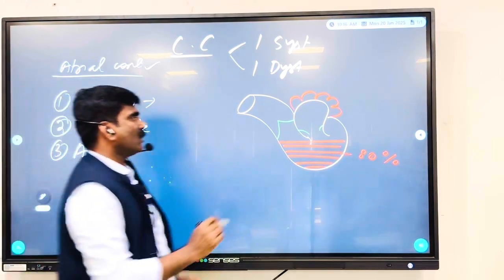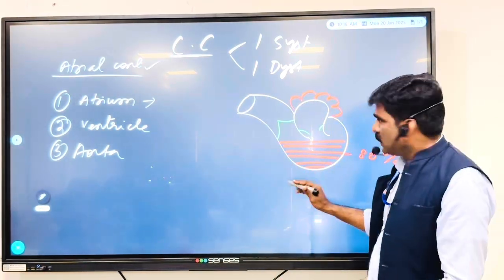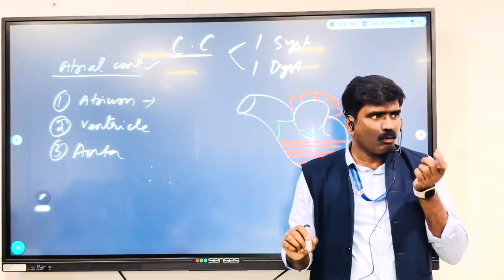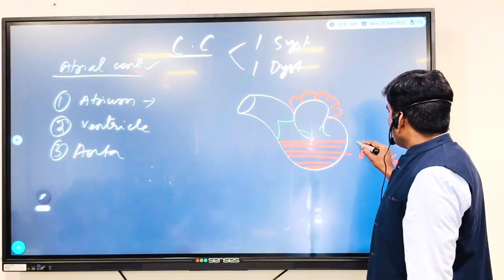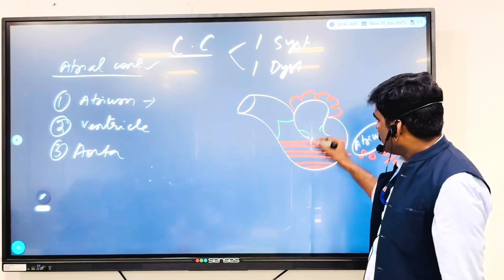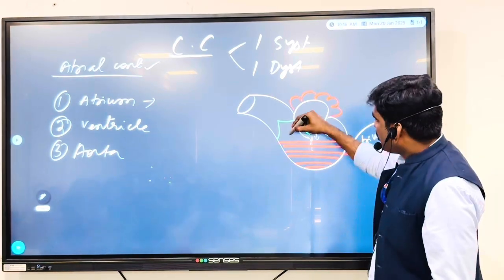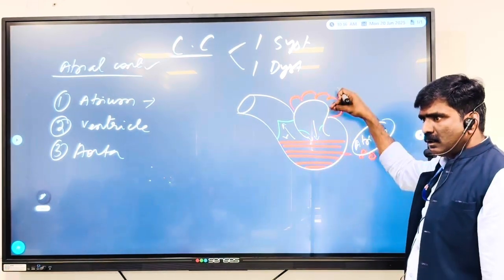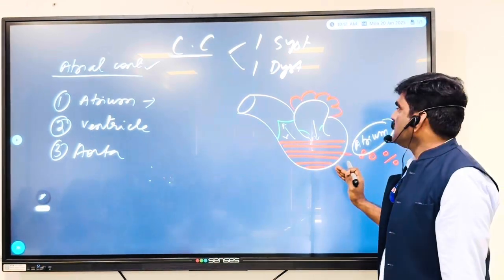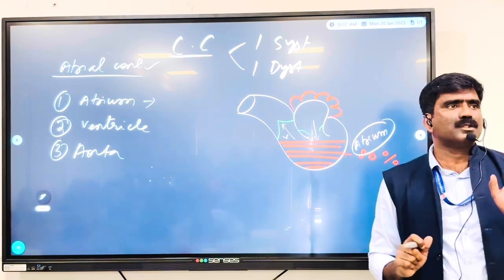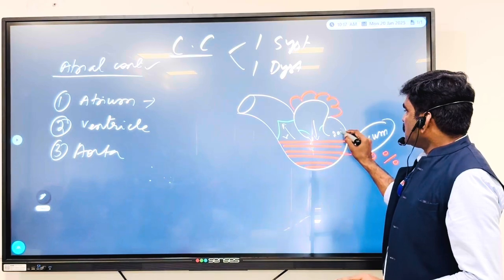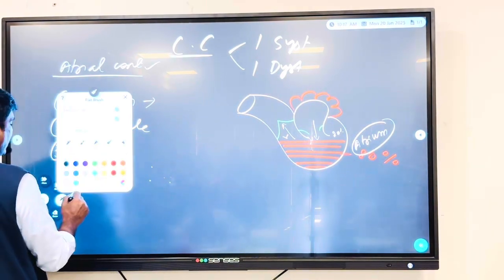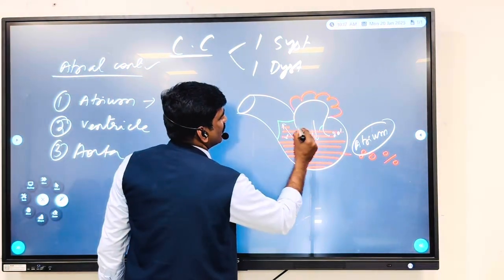In the atrium, we already discussed 80% of the blood is filled, right? When the atrium is contracting, what is this valve called? Mitral valve. The mitral valve is open, or in other words, for the atrium the input valve is open and the output valve is closed. That is, the aortic valve is closed and the mitral valve is open, and 20% of the blood is added to the ventricle.